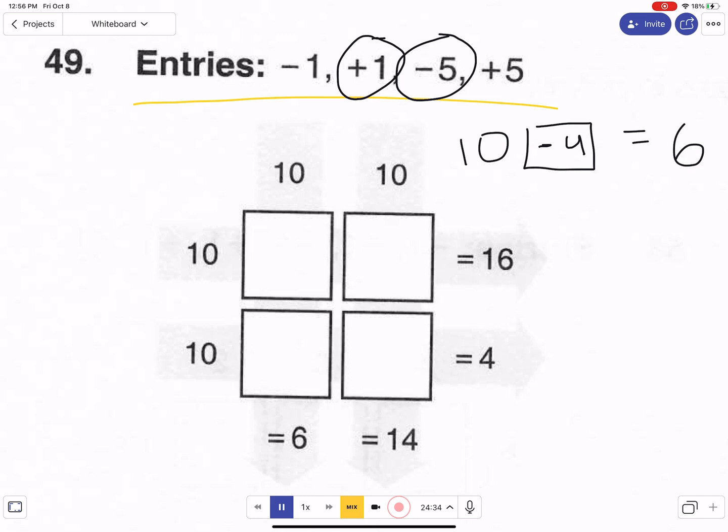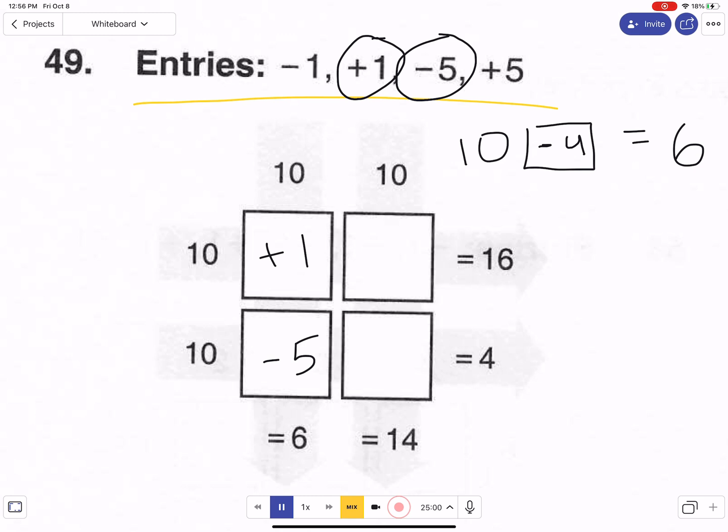So now we're just gonna use some common sense. So if we put +1 there, that would be 11, and to get from 11 to 4, you would need a -7. Do we see a -7 there? No. So +1 would not go in that space. +1 would go over there, and -5 would go right here. Hopefully that makes sense.